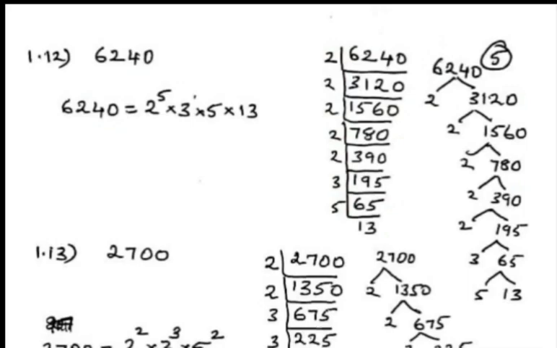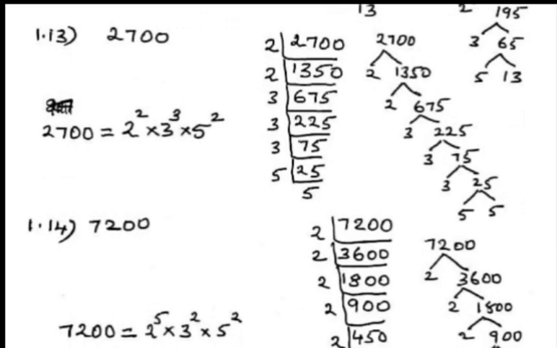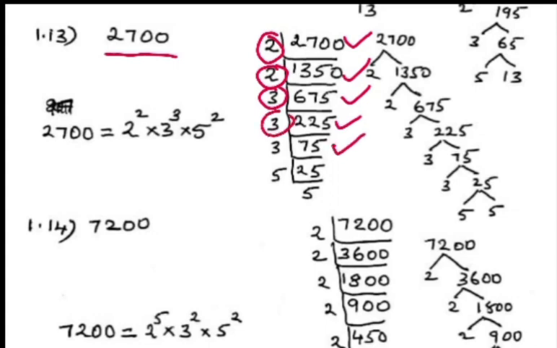Now we consider another problem. 2,700. 2,700 is divided by 2, we get 1350. 1350 is divided by 2, we get 675. 675 is divided by 3, we get 225. 225 is divided by 3, we get 75. 75 is divided by 3, we get 25. 25 is divided by 5, we get 5. So 2,700 can be expressed as 2 square multiplied by 3 cube multiplied by 5 square.